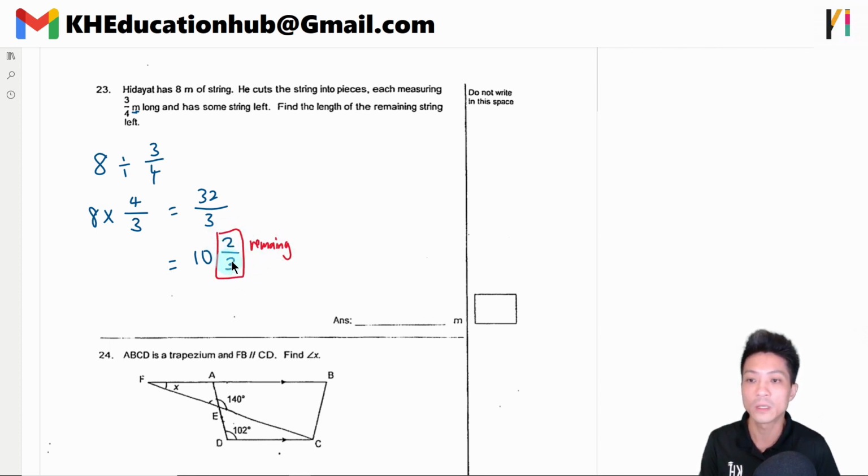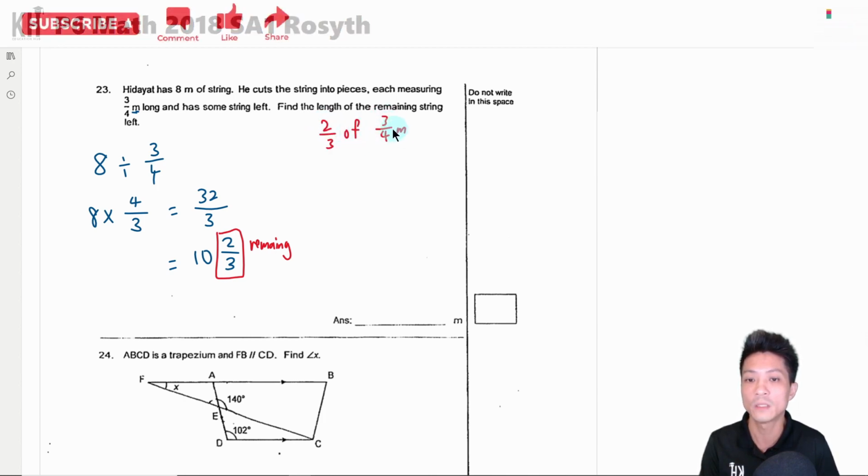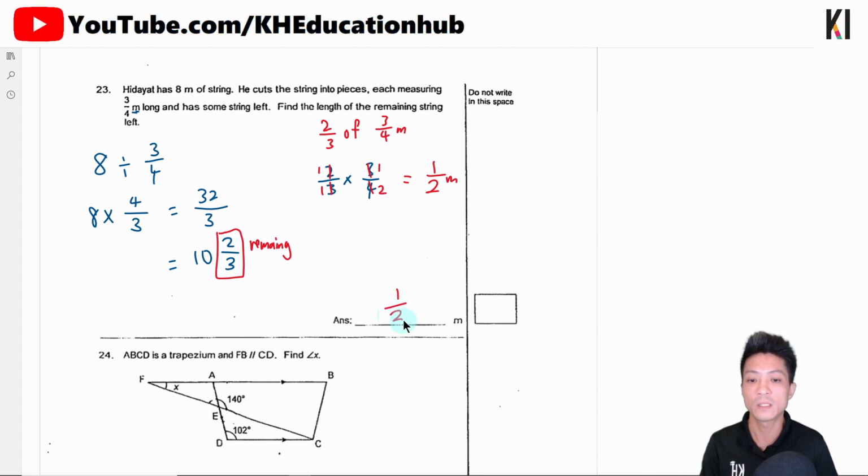But be careful, this is not 2/3 meter. This is 2/3, just going to write it over here, 2/3 of the 3/4 meter. So what you need to do is use 2/3 multiplied by 3/4. So do your reducing. Divide by 3, divide by 3, divide by 2, divide by 2. So this is going to give me 1/2 meter. So 1/2 meter is the answer.